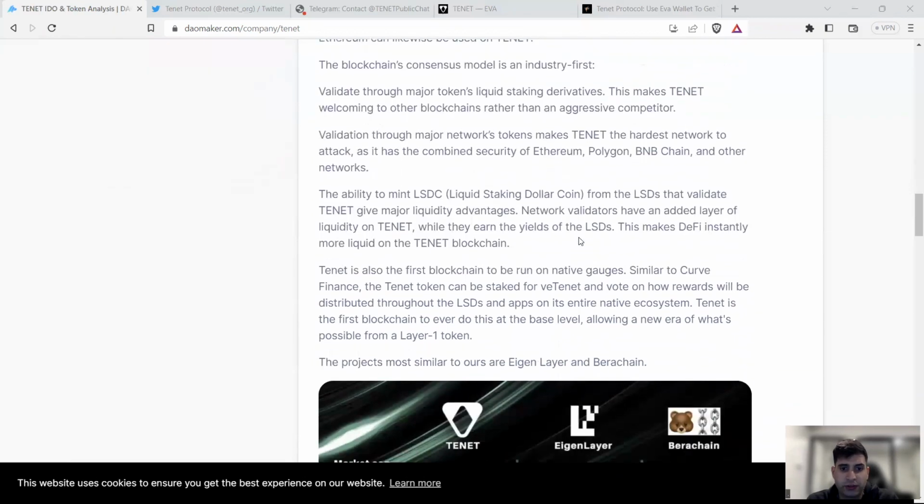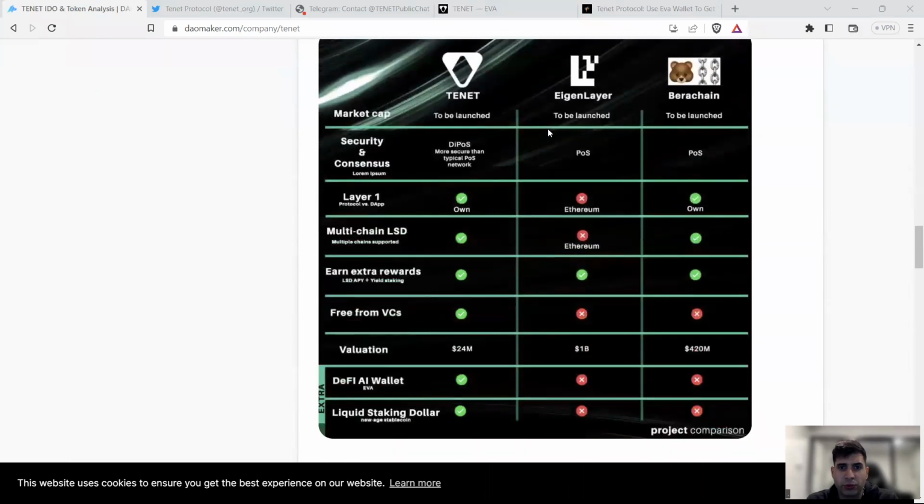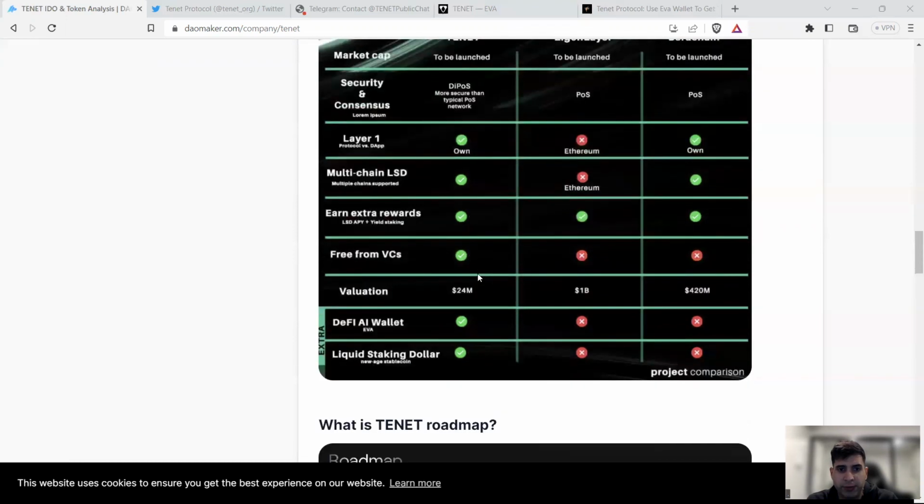I've covered the rest of this so far, and they're comparing it to other projects. Similar to Eigenlayer, which hasn't been launched, their proof of staking, Tenet is double proof of staking, more secure than typical proof of staking. It's a layer one on its own, whereas Eigen is on Ethereum and Vera chain is its own. It has multi-chain LSD, which gives you extra rewards with LSD APY yield staking.